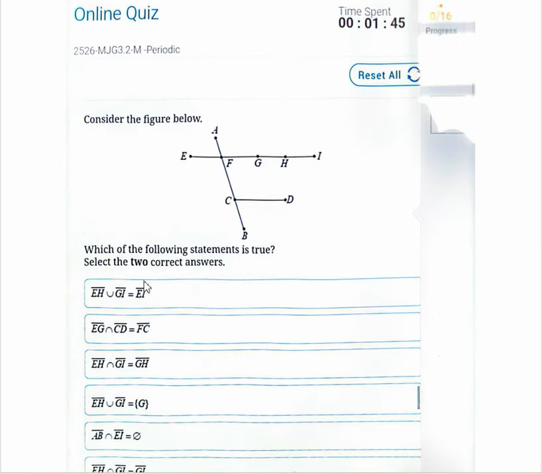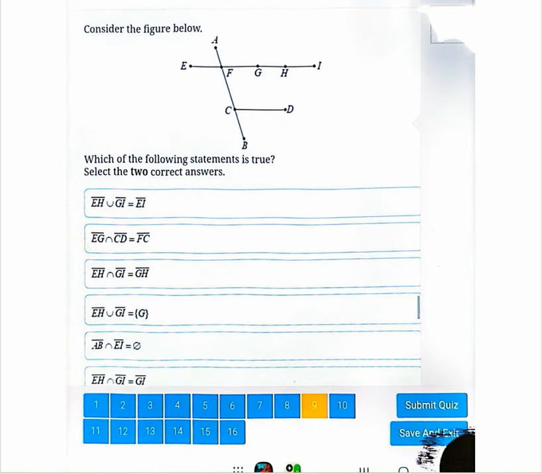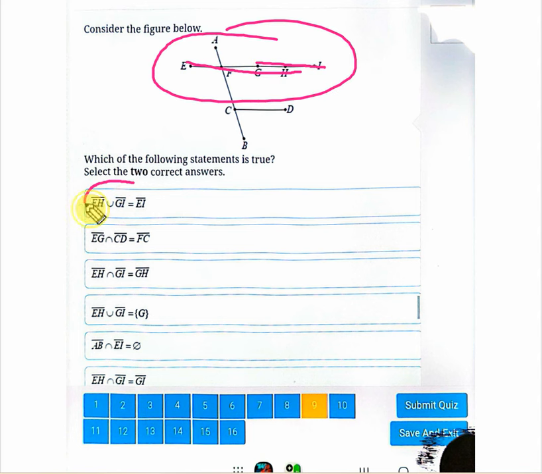Okay. This one, again, there are two correct answers. Oh, sorry, that's really thick. So EH is all of this. Then you have GI. GI is all of this. So they're saying EI is the answer, the union, EI. So that's correct. Because remember, it's starting from E, it ends at H. And then start from G, it ends at I. So we have to include everything.